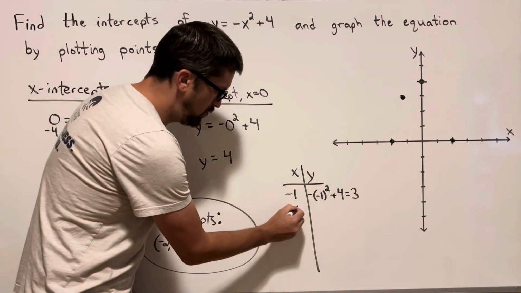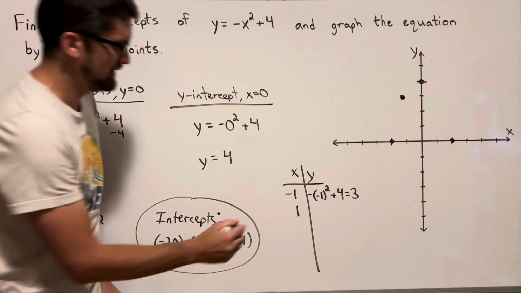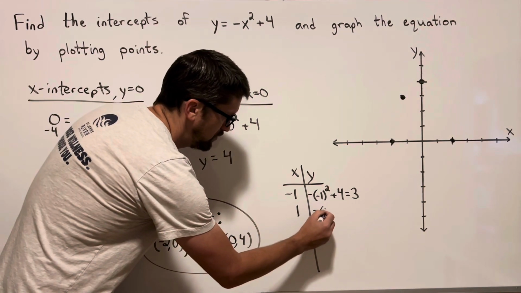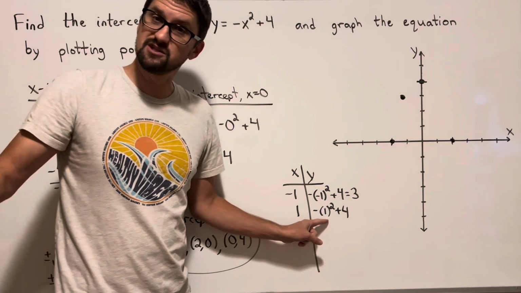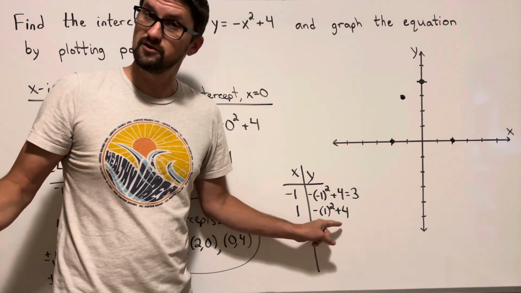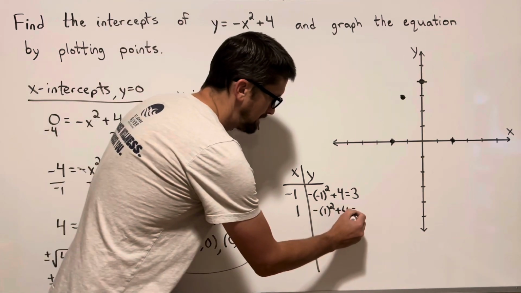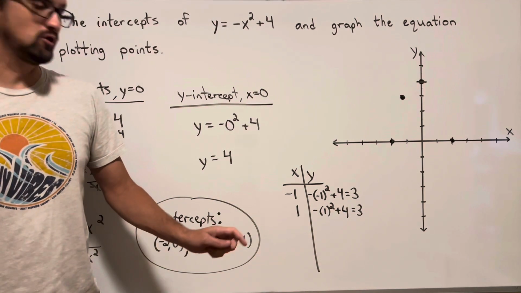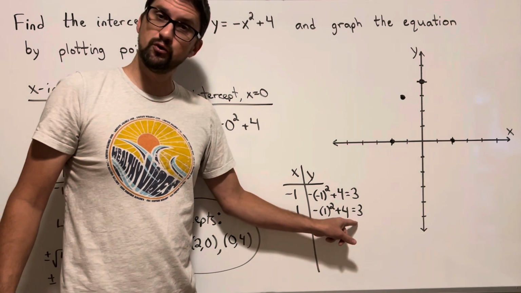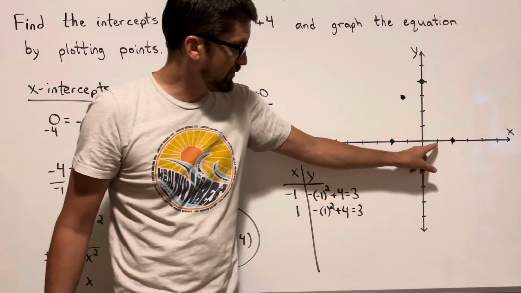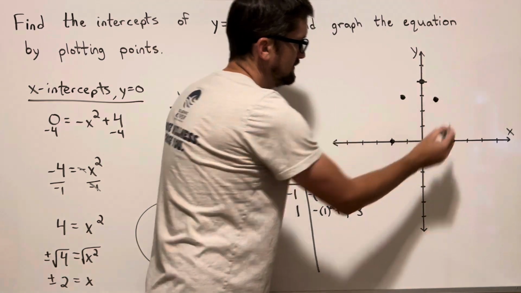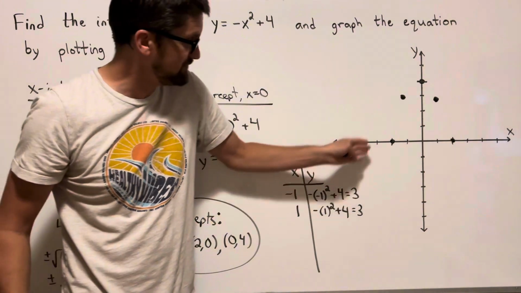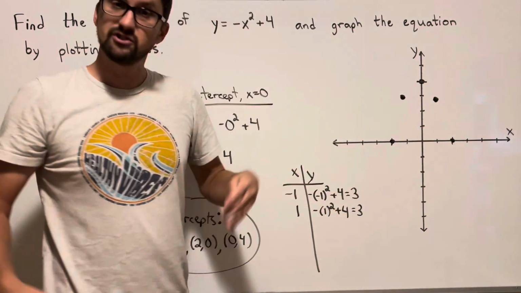If I plug in 1 for x, that's going to be negative 1 squared plus 4. 1 squared is positive 1, but you have this negative, so it's negative 1 plus 4, which is going to give you 3. So another point on the graph is going to be at 1, 3. X is 1 right here, and then you go up 3 units. So another point is going to be right here. So we kind of get an idea of what the graph is looking like here. Let's get 2 more points.